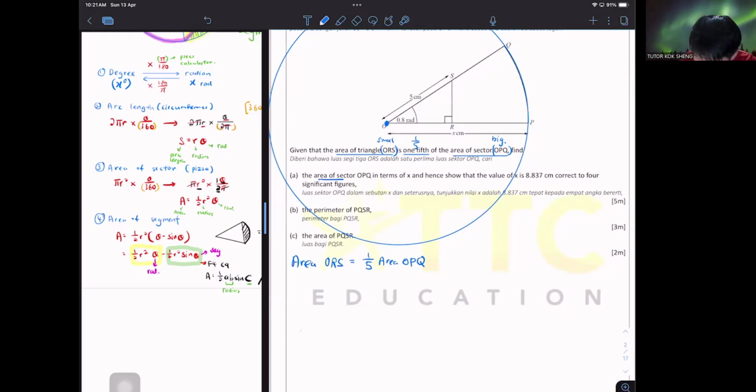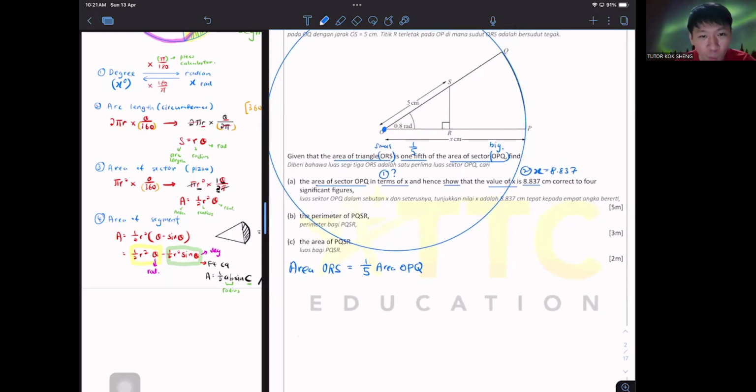Find the area of sector OPQ in terms of x. That's the first thing you have to find. Second, show that the x value is 8.837, correct to four significant figures. So we need to find two things. First is the sector area. Second is to find x. Okay, let's go. This one is 5 marks.